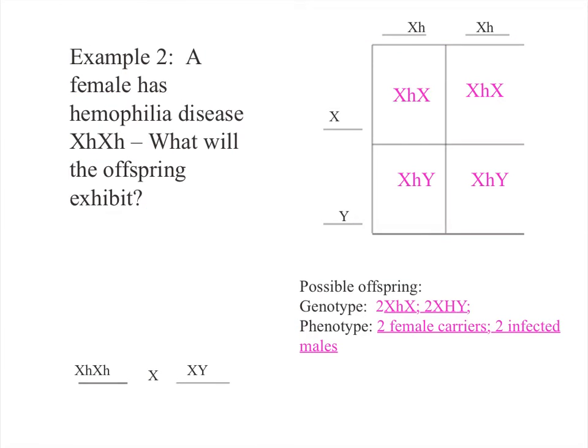Another example, a female with the disease. So you cross it with a normal male because it didn't specify. And so you get 2 males. Both of these are going to be hemophiliac or diseased.